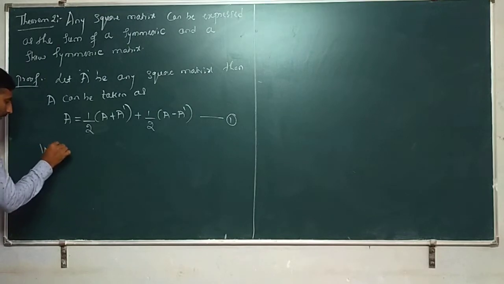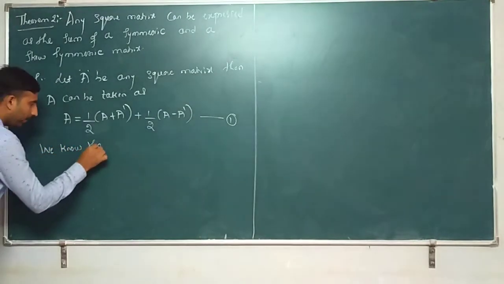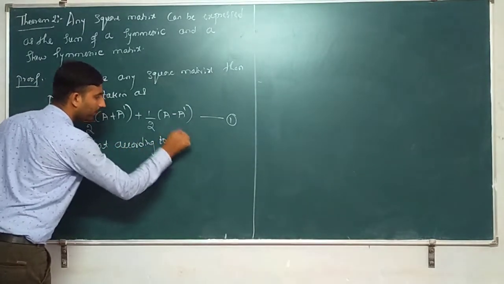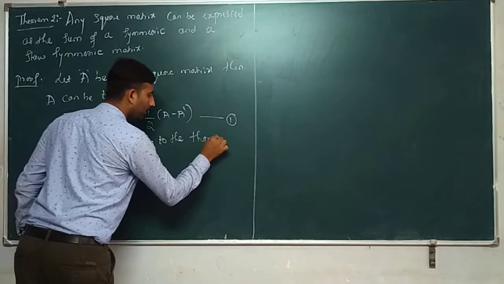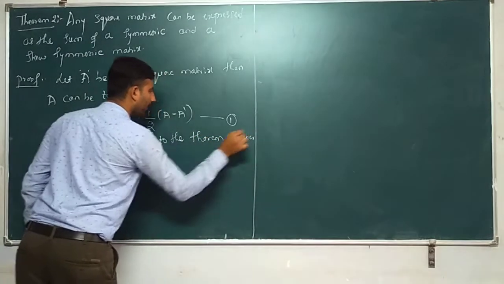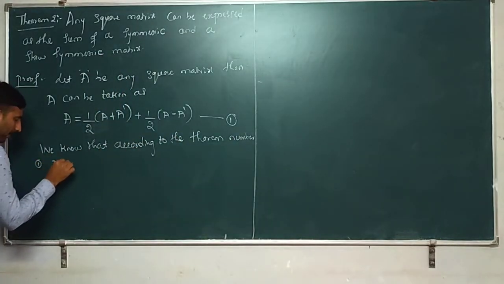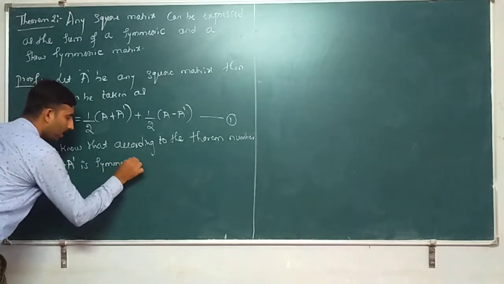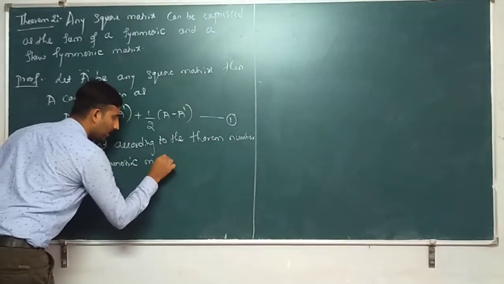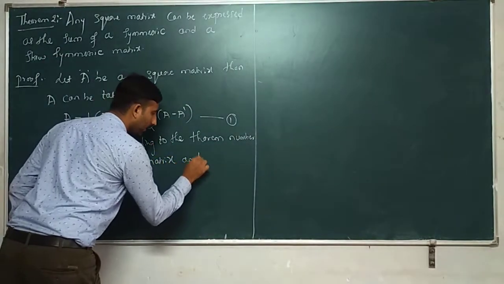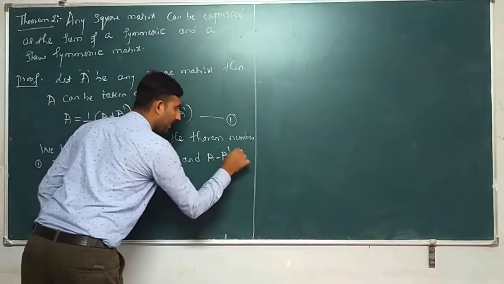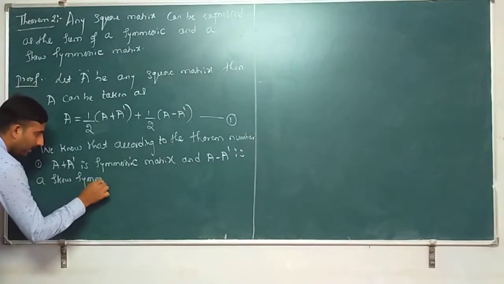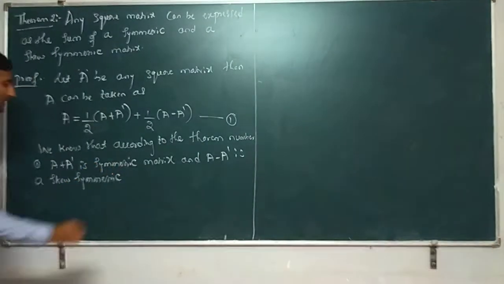We know that according to theorem number 1, A plus A dash is a symmetric matrix, and A minus A dash is a skew symmetric matrix.